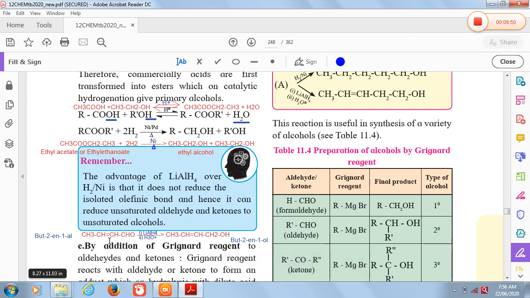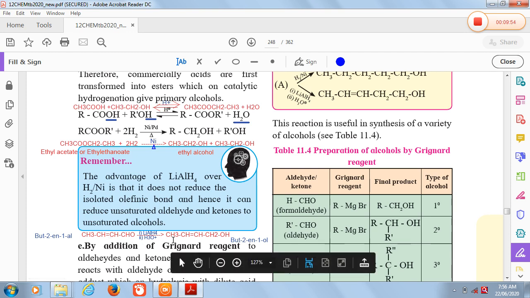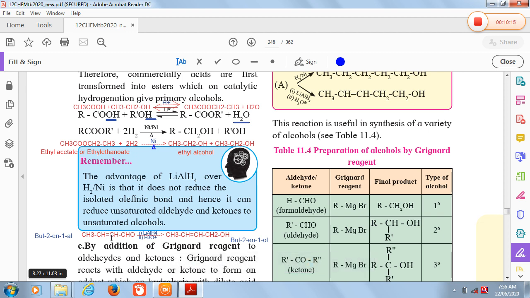if we observe the product, we observe CH3CH=CH-CH2OH. So there is a reduction of CHO into CH2OH. So we get a primary alcohol because it is an aldehyde, and the double bond between two carbons remains as it is. But if you use H2/nickel, then it can also reduce this CH=CH, because the same reagent can be used for conversion of alkene into alkane. So that is not used here.